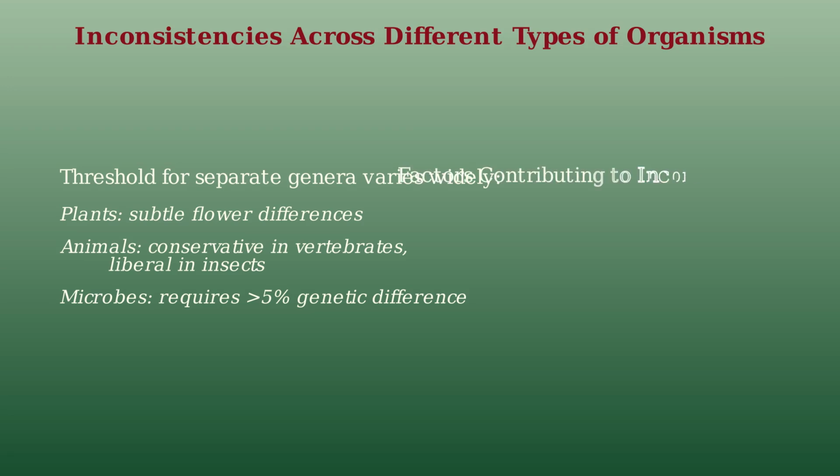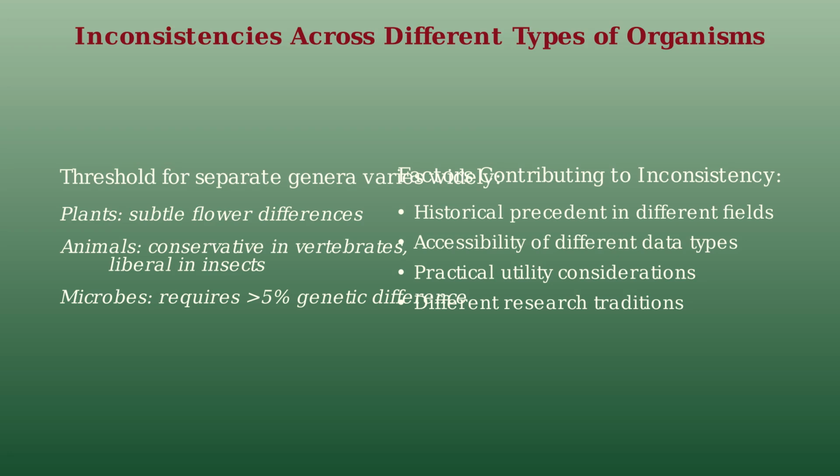Several factors contribute to these inconsistencies across organism types. These include historical precedent in different fields, the accessibility of different types of data, practical utility considerations, and different research traditions among scientific communities.